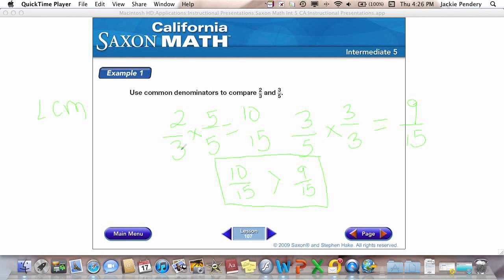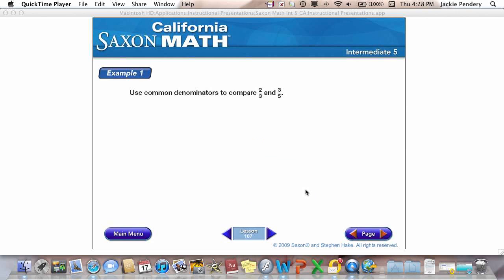So to review, I multiplied 2/3 by 5/5, a fraction equivalent to 1, which would get me a denominator of 15. I multiplied 3/5 by 3/3 to again get me a common denominator of 15. And then I compared my two fractions. Okay, so now let's go look at example 2.